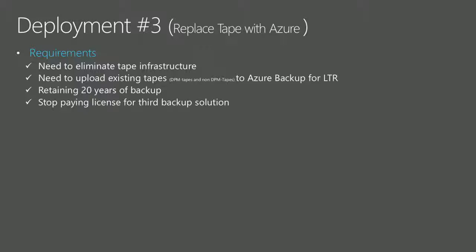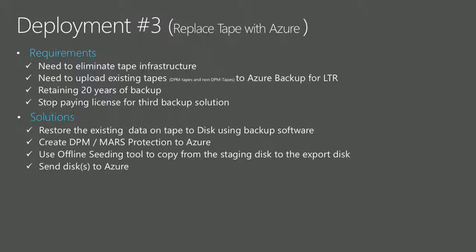So what we have said is, okay, let's do this. Restore any existing data from those tapes using the current license that you have. We promise you, just do this only, support us and keep the license for 1 year, right? Restore them on disk. When you restore them on disk, you can back them up again with DPM, or we'll use the offline seeding tool.